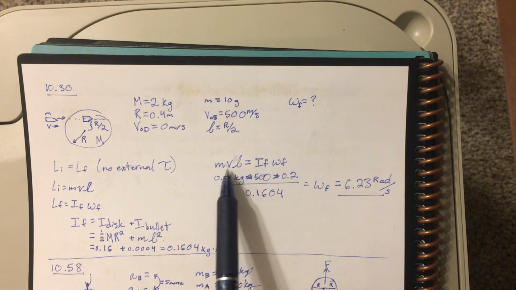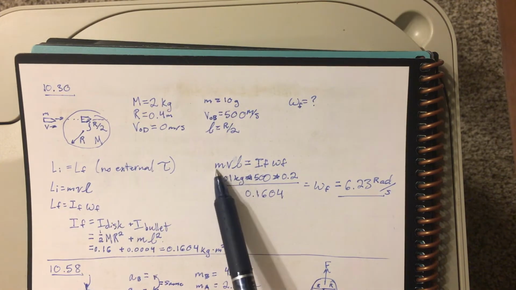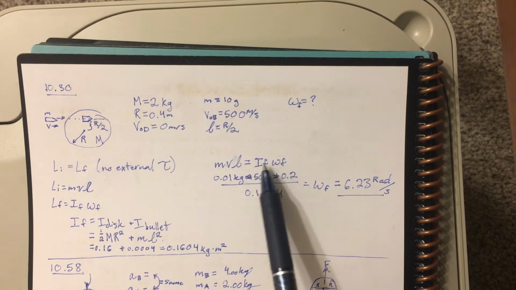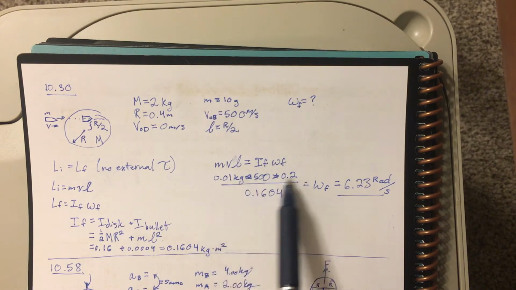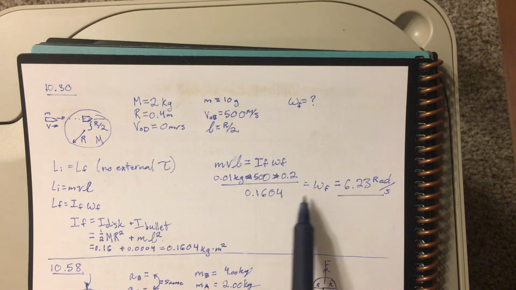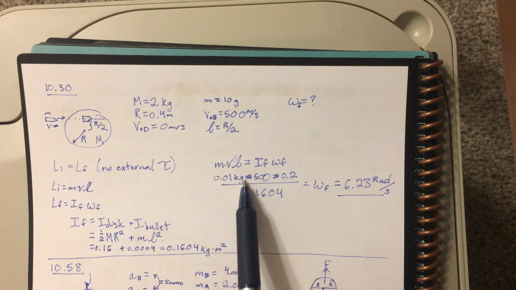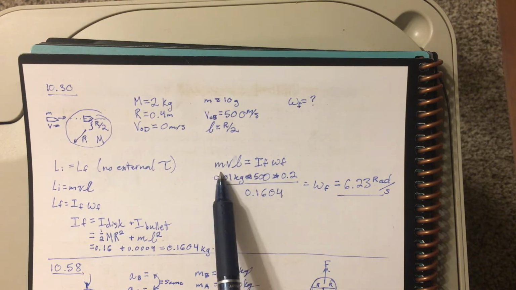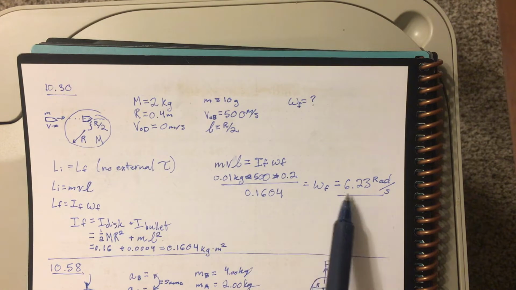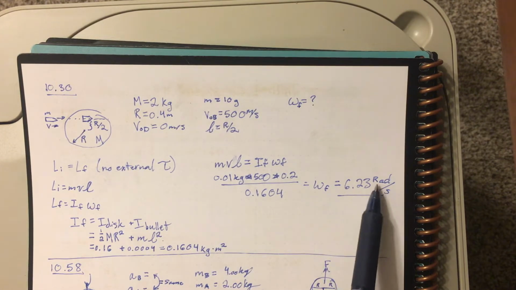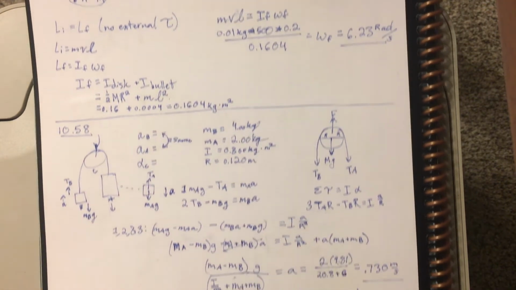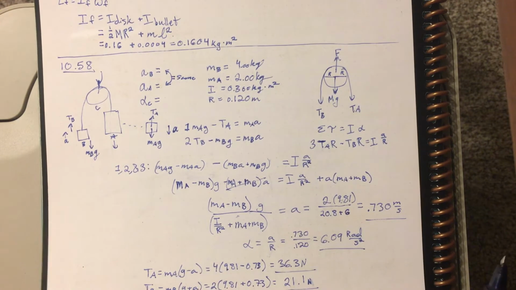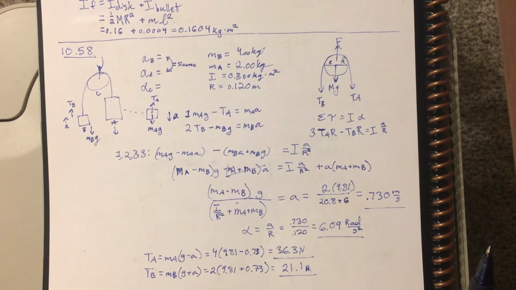And then you set the 2 equal to each other here. So you've got mvl equals I final, W final. Divide all of this by inertia here, and that gives you W final, which is 6.23 radians per second. So that's that problem. And we'll move on to the next problem.